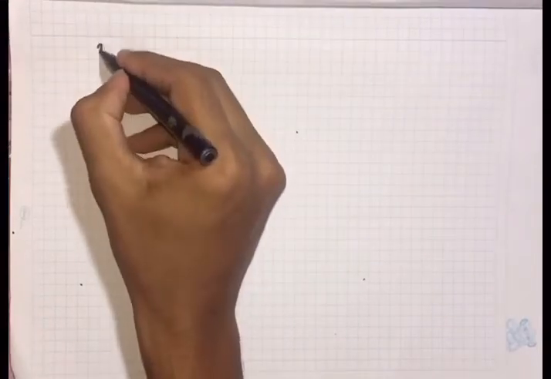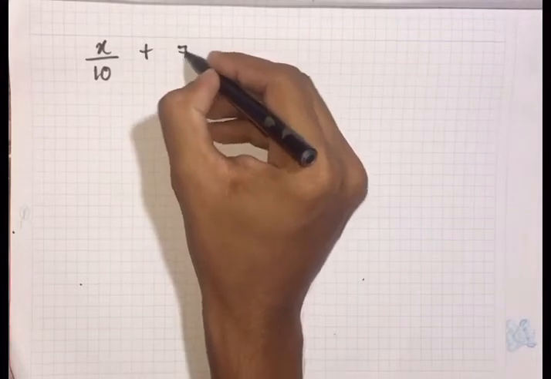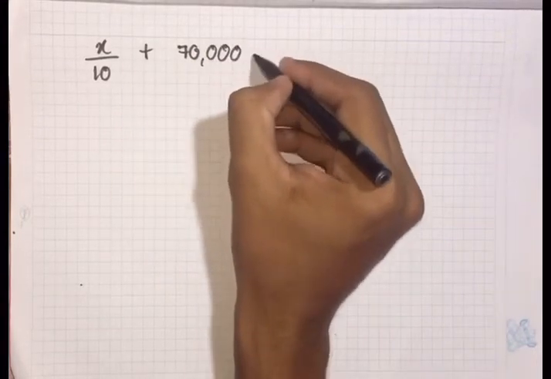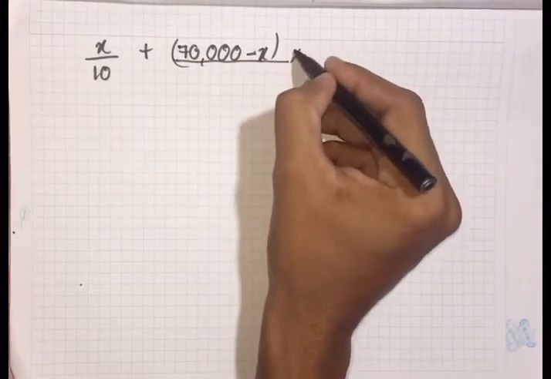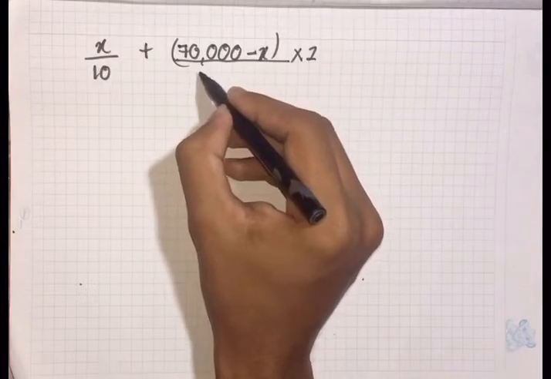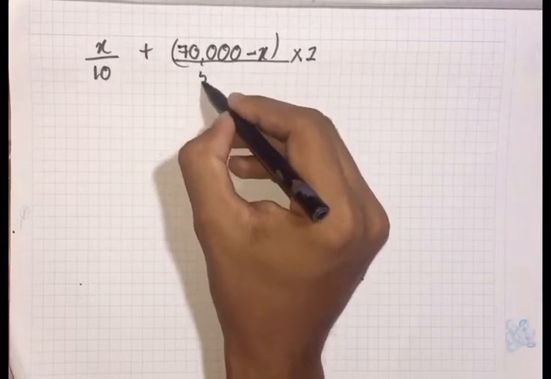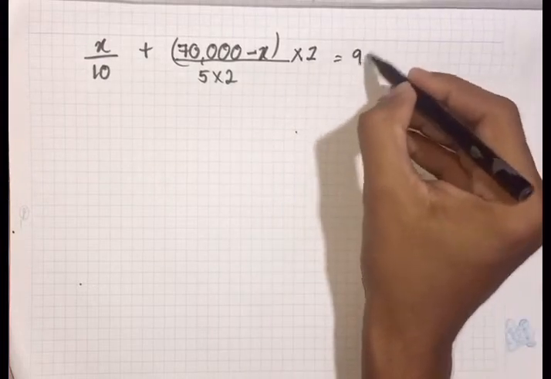So you will have x over 10 plus 70,000 minus x. So you have to multiply this by 2, right? Both the numerator and the denominator by 2. So here you had 5. 5 into 2 is 10. Is that clear? Yes. That is equal to 9,500.